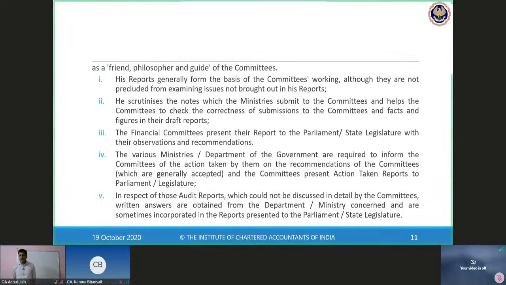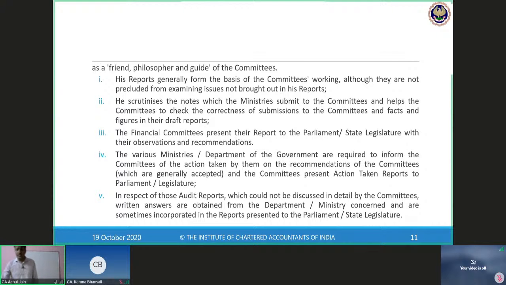Various ministries and departments are required to inform committees of the action taken by them on the recommendations of the committees, and the committees present action taken reports to the Parliament. And in respect of those audit reports which could not be discussed in detail by the committees, written answers are obtained from the departments or the ministry concerned and are sometimes incorporated in the reports presented to the Parliament.